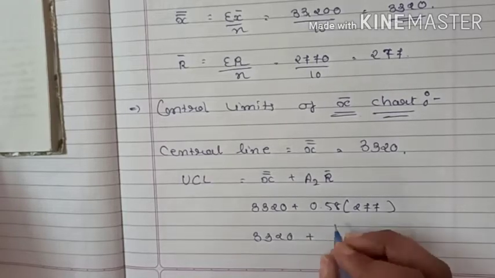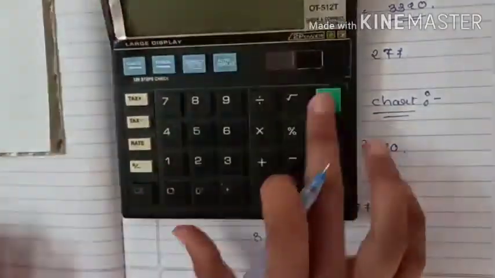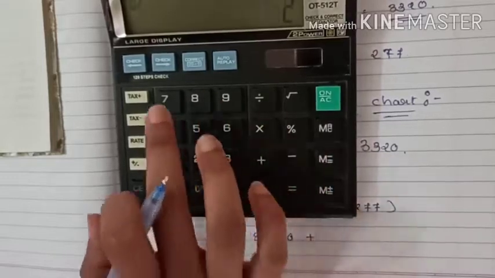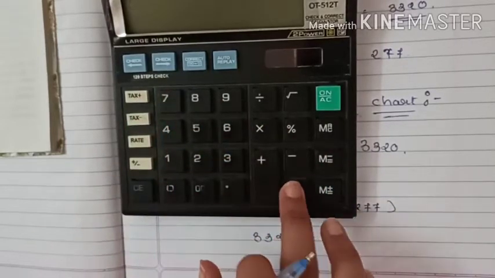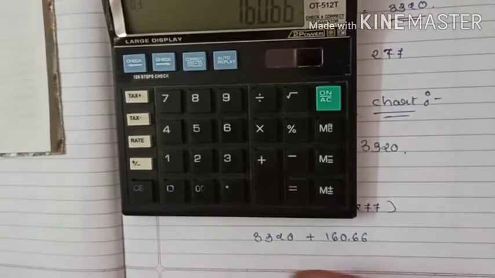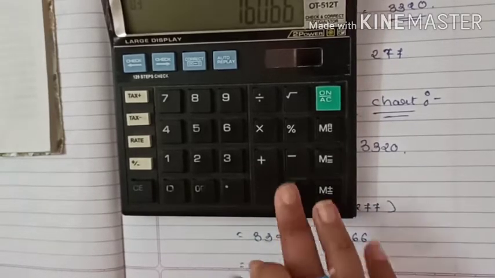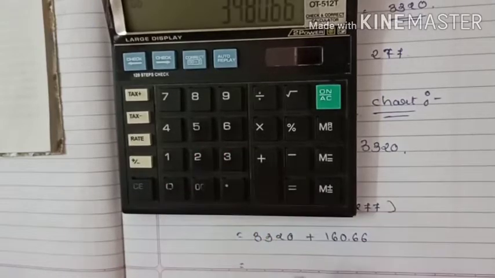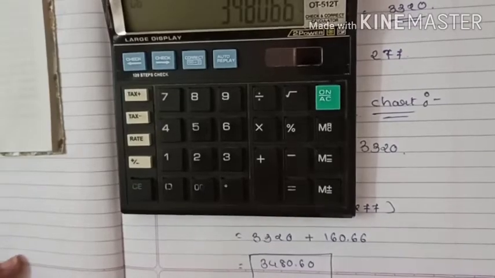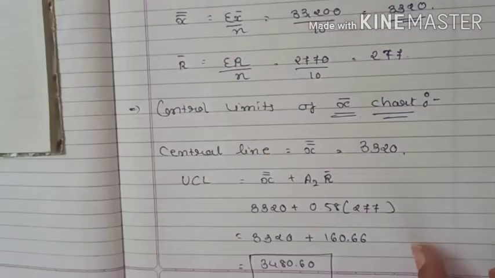3320 plus 0.58 into 277. That is 160.66 plus 3320. That will come 3480.66. So the upper limit is 3480.66.